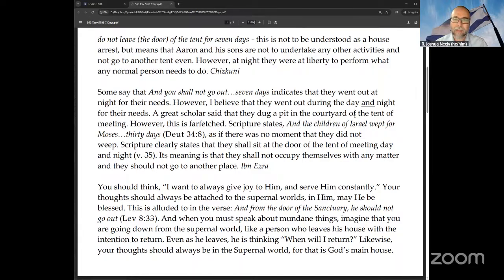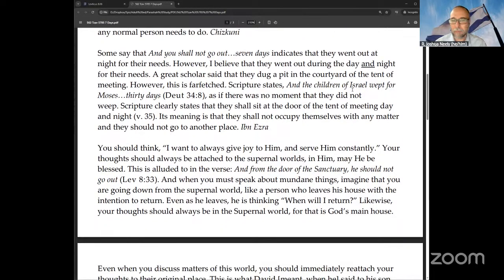What Chizkuni is trying to drive home here is that when Aaron and his sons were spending these 7 days in the Ohel Moed, they were not trapped there beyond the reach of bathroom facilities, that they had access and were perfectly allowed to leave that precinct in order to take care of their bodily needs. And in case you need further reinforcement, Ibn Ezra goes into more detail. Some say that, and you shall not go out 7 days, indicates that they went out at night for their needs. Aha, that's what Chizkuni just meant.